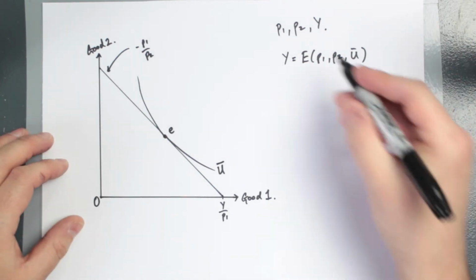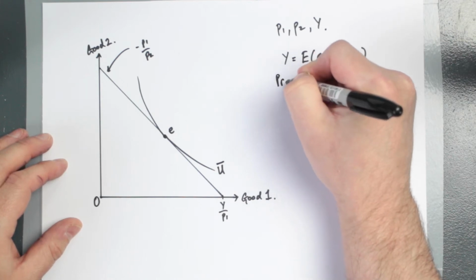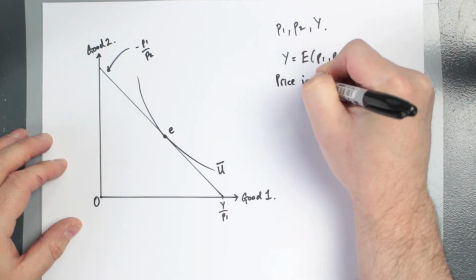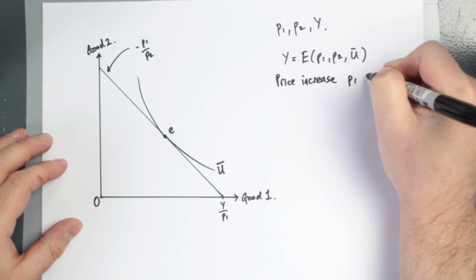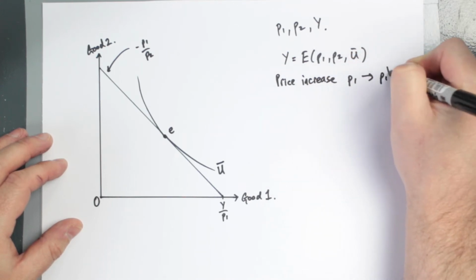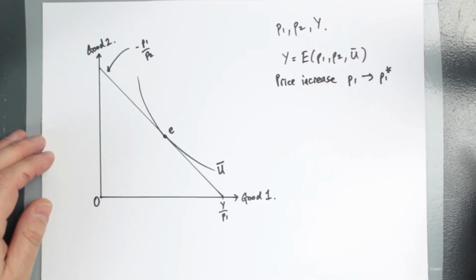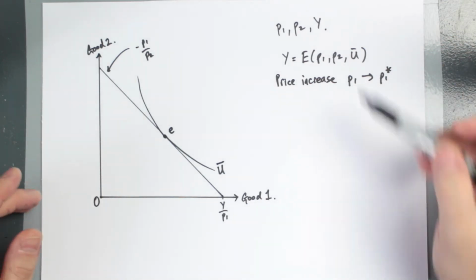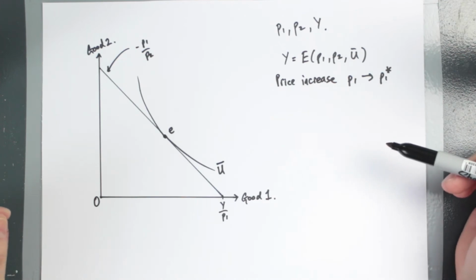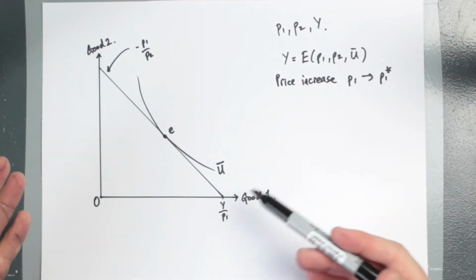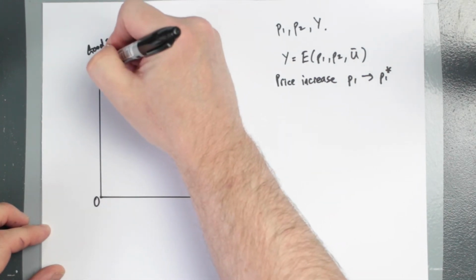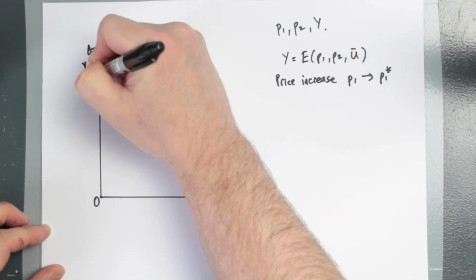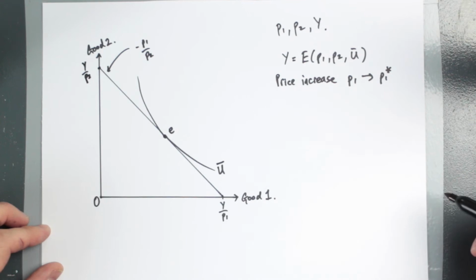Now let's imagine there's a price increase. The price of P1 increases to P1 star, holding everything else constant. So P2 stays the same and income Y stays the same. How do we represent that graphically? Well, if we look at this point here, which is Y divided by P2, that of course will stay the same because P1 does not appear there.